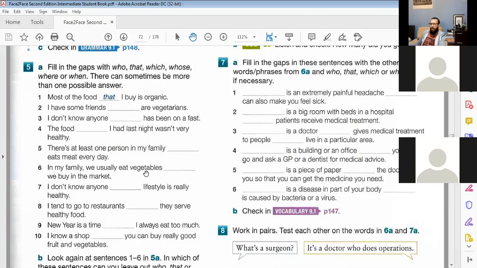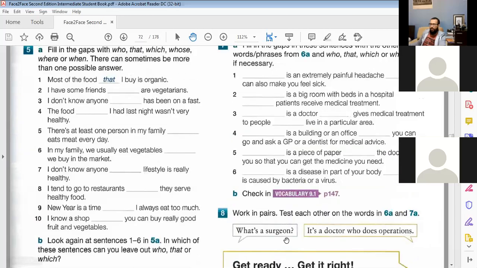In my family, we usually eat vegetables that we buy in the market. I don't know anyone whose lifestyle is really healthy. I tend to go to restaurants where they serve healthy food. And number 9, New Year is a time when I always eat too much. And the last one, I know a shop where you can buy really good fruit and vegetables. All right, so this was the last exercise we finished.